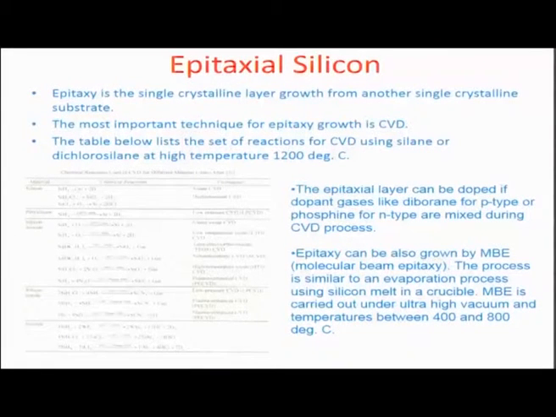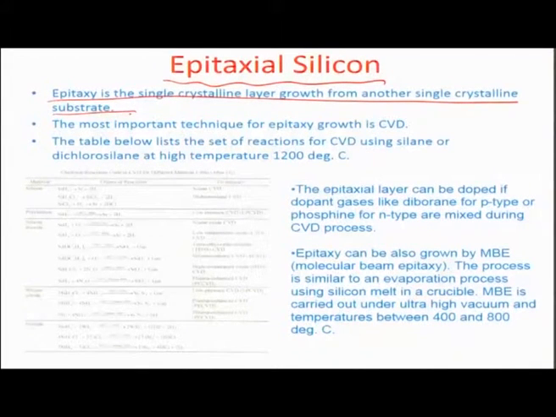So, silicon can also be formulated through epitaxial growth or epitaxy. Epitaxy is the single crystalline layer growth from another single crystalline substrate. It is done normally through a molecular beam which prints silicon or silicon molecules, which are made to formulate the beam. The most important technique for this epitaxial layer by layer growth is called the molecular beam epitaxy, and the most commonly used, not so precise technique is known as the chemical vapor deposition CVD technique.